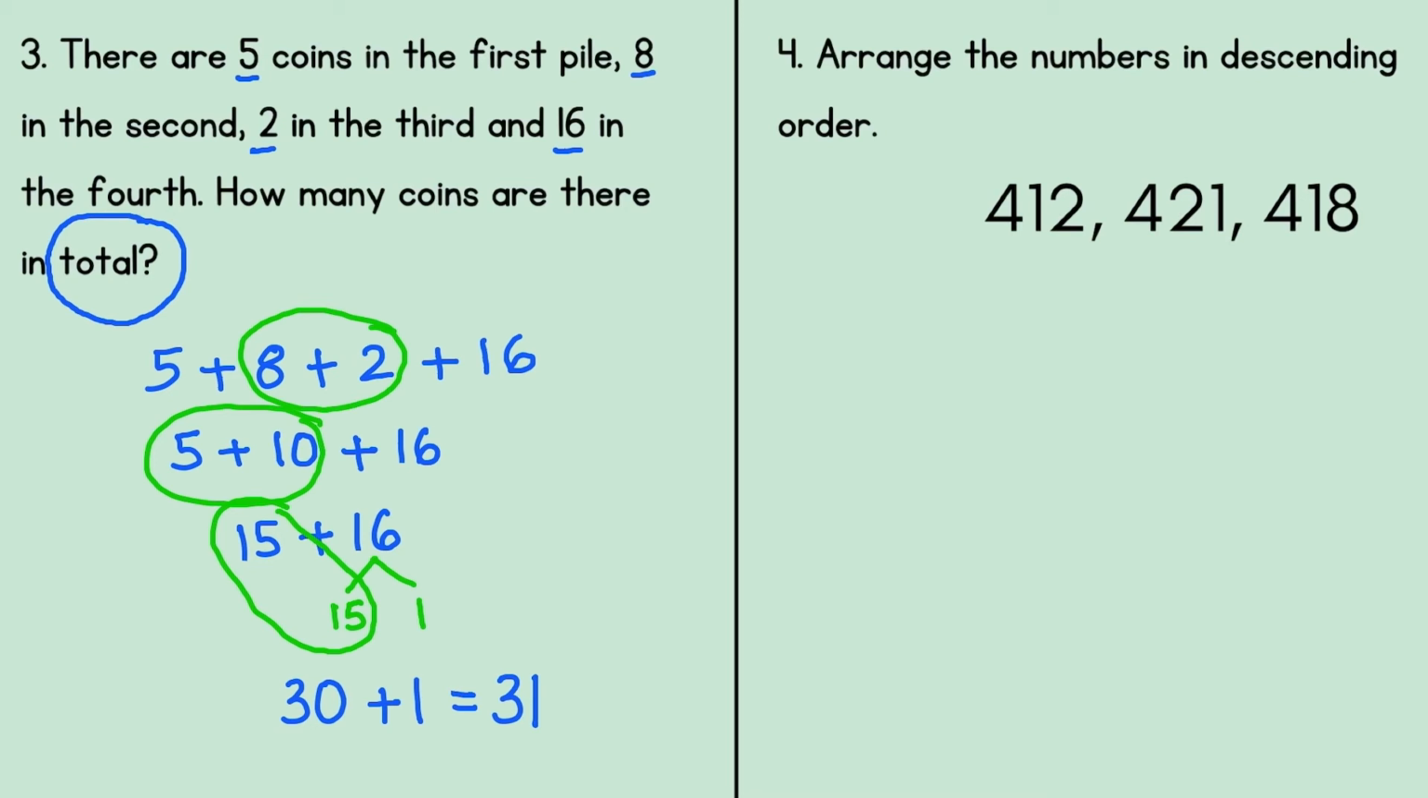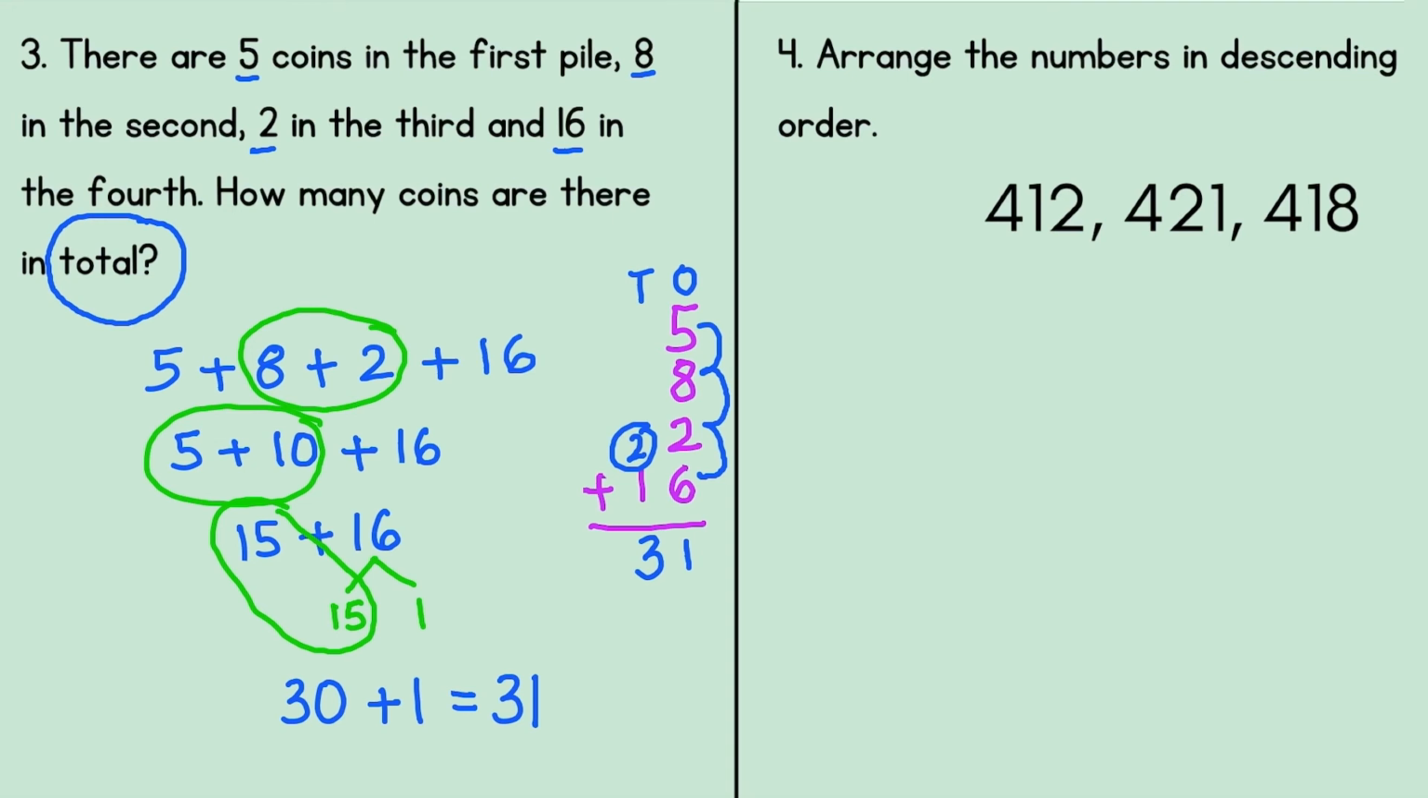Let's add the numbers using the column method. 5 plus 8 plus 2 plus 16. This is the ones place and this is the tens place. We always start adding from the ones place. 5 plus 8, 13. 13 plus 2, 15. 15 plus 6 is 21. Write the 1 here and carry the 2 over to the tens place. 2 plus 1 is 3. So we have 31 coins in total.